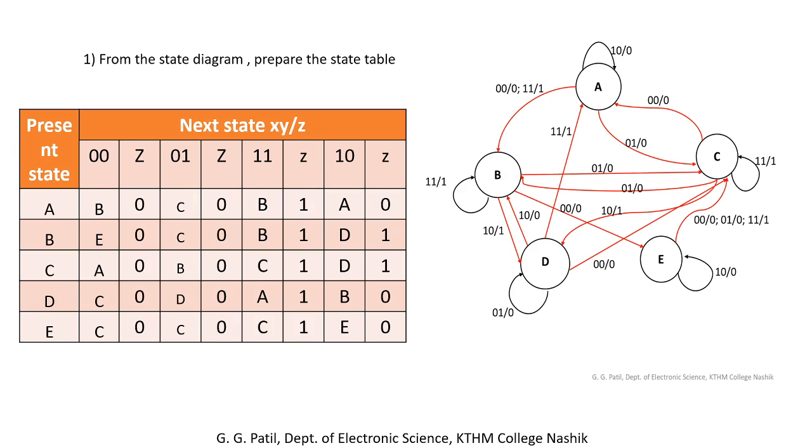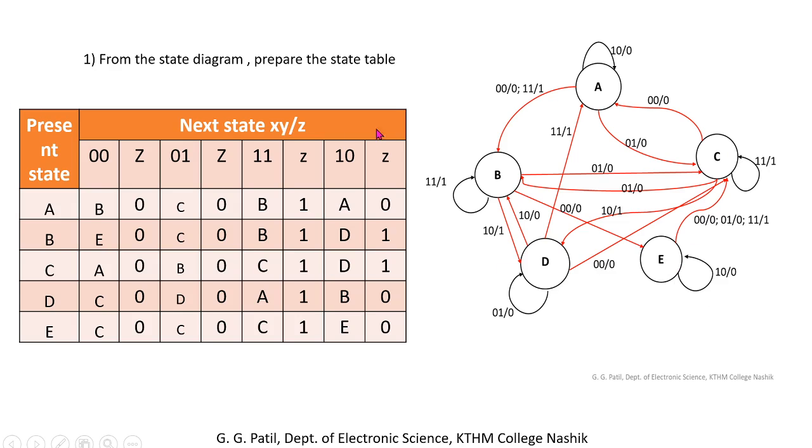And for the last input condition, that is 1 0, present state is A and input is 1 0. The next state is the same state, that is A, which is written here, and the output is 0. It is okay. So in this way, the state table is to be filled for all the rest of the present state values like B, C, D, and E.